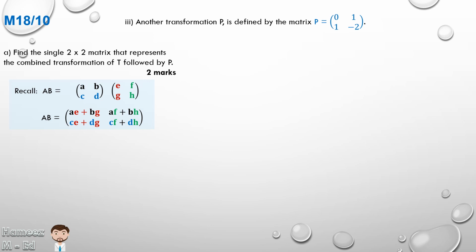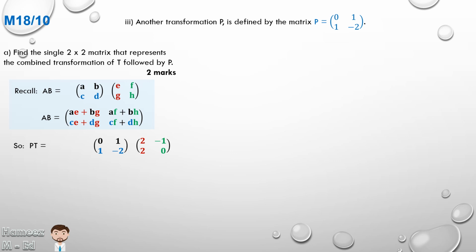So let's apply that to this question. Now, the only trick in this question is whether it is PT or TP. Take your time and take a look at it. It's the combined transformation of T followed by P, which means T is acting first and then P. In matrices, if it's acting first, it will be on the right-hand side. So we'll write it as PT: T acting and then followed by P.